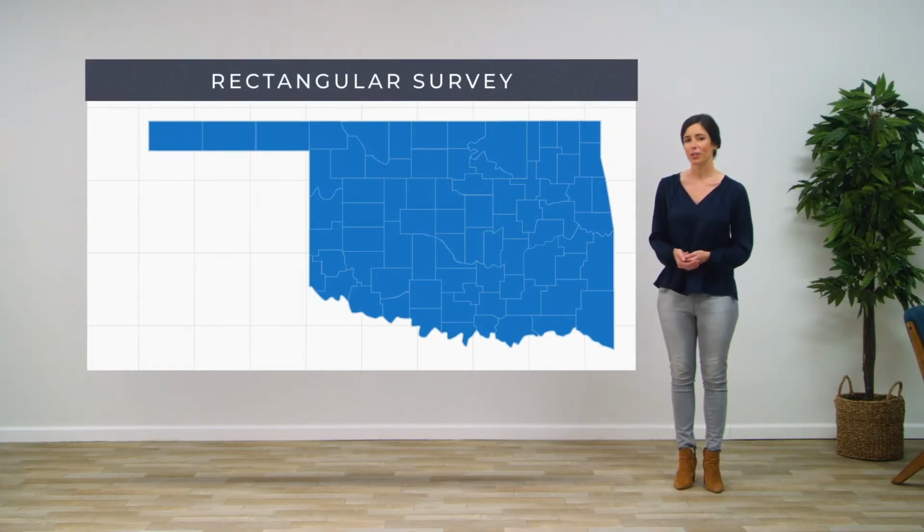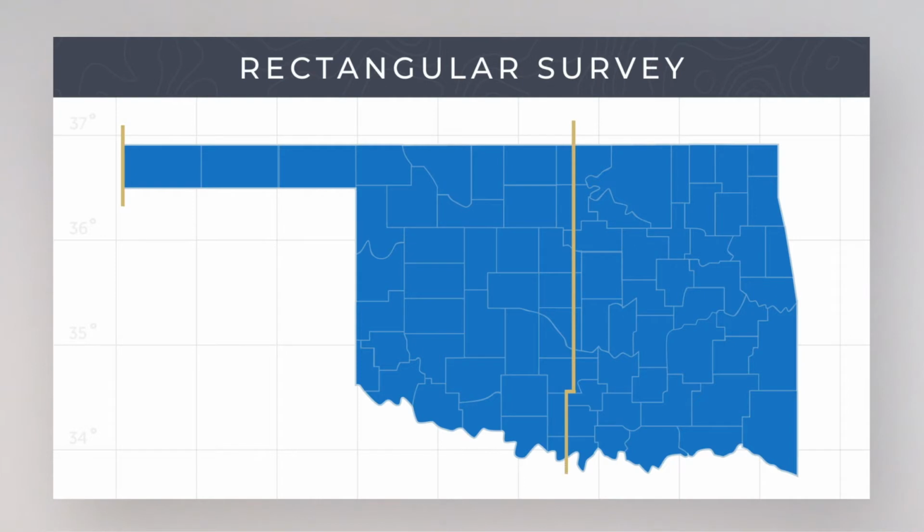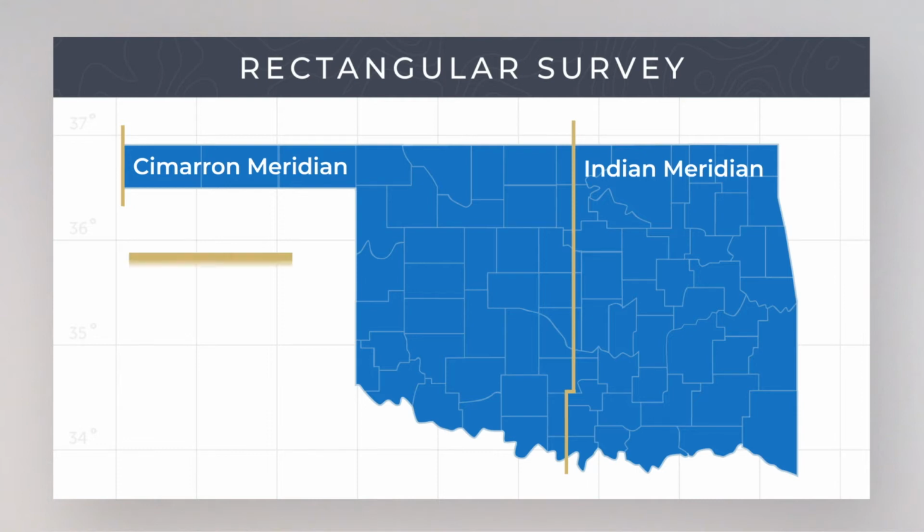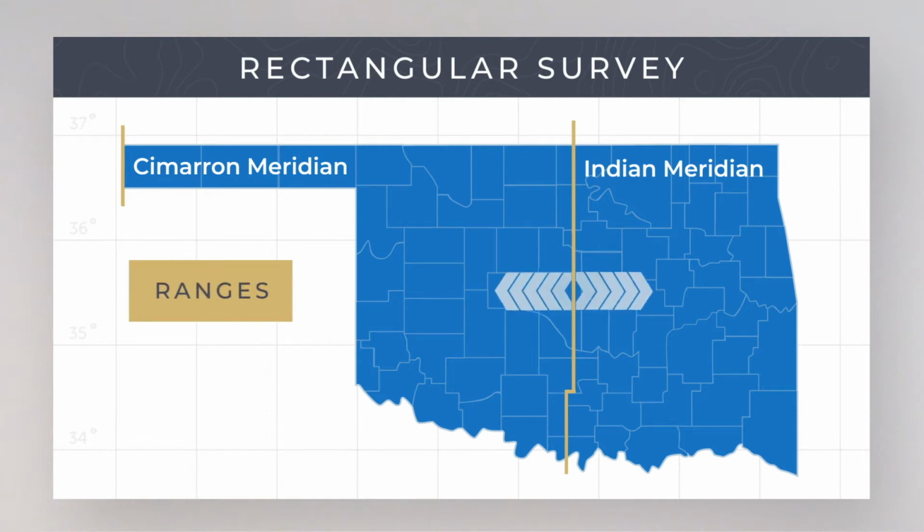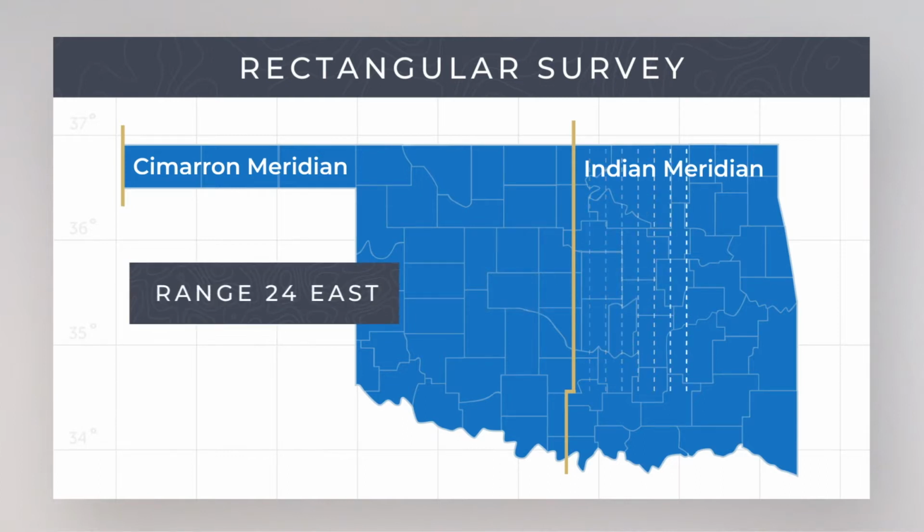Using the rectangular survey, we see that there are two meridians, or dividing lines, in Oklahoma. One's called the Cimarron Meridian. It's used in the Panhandle. The other one, the Indian Meridian, is used for the rest of the state. These meridians are starting points for ranges. Ranges run east to west of the meridian lines. Stephen's property is located in Range 24 East.